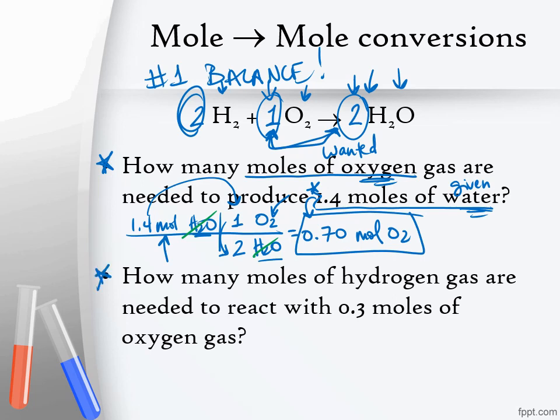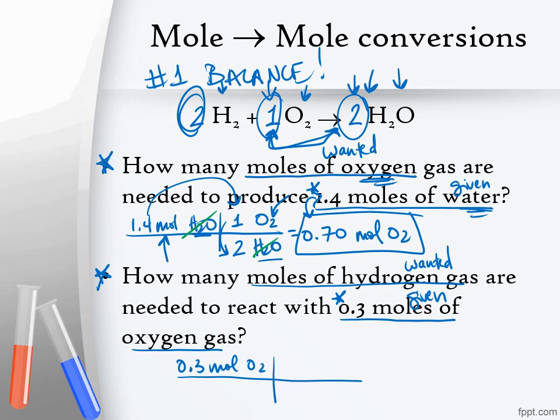And then again, the next page is yours. How many moles of hydrogen gas are needed to react with 0.3 moles of oxygen gas? 0.3 moles of oxygen gas, this is our given. Moles of hydrogen gas, this is what we want to find. This is our wanted. We always start our railroad tracks with the given. 0.3 moles of oxygen gas.